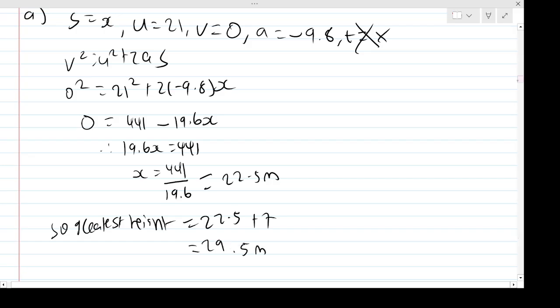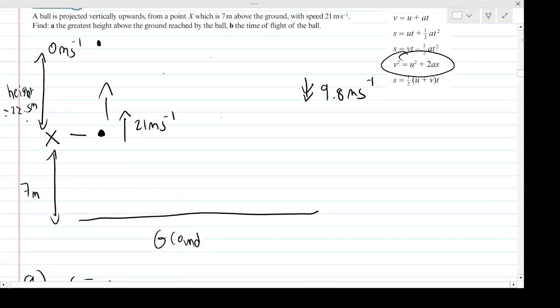Okay, right. Okay, part B. Then it says the time of flight of the ball. So the time of flight means how long it is in the air until it hits the ground. To work out this time of flight, if we start at this point X, then it comes to the maximum height here, then at the same height, it's going to come back down to hit the floor. So we want the time of this whole journey here.